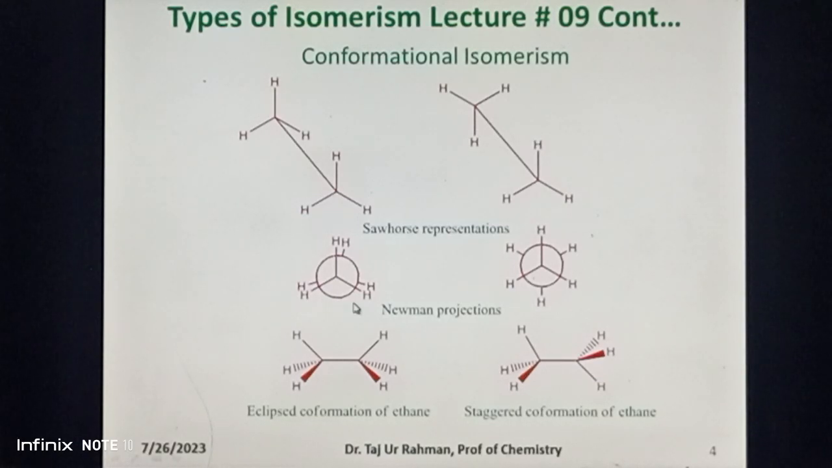Now look at this eclipsed conformer of ethane, which is unstable and has higher energy, about 12.1 kilojoule per mole, than the staggered conformation of ethane. The rotation around the carbon-carbon single bond, by providing 12.1 kilojoule per mole of energy, causes the staggered conformation to convert to the eclipsed conformation in the ethane molecule.